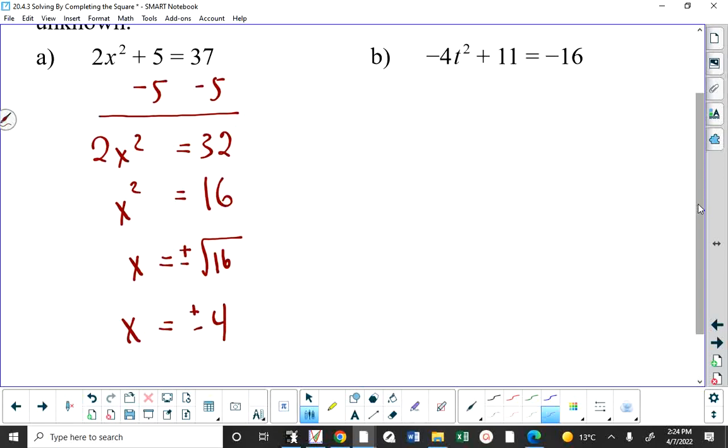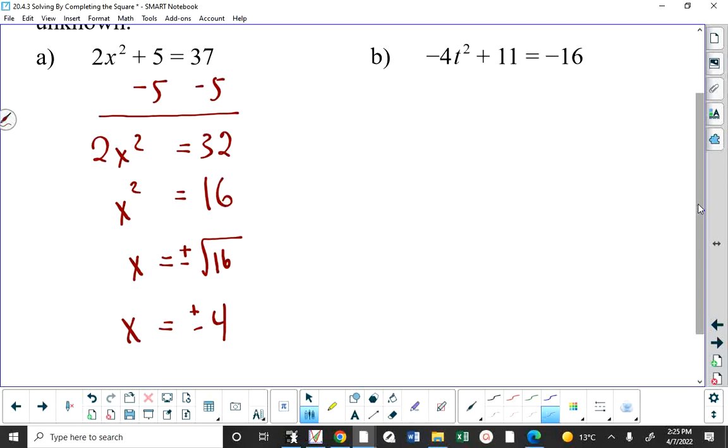Now we can check that out. If you take 4 and square it, you get 16. 16 times 2 is 32, plus 5 is 37. It works. If you put negative 4 in and square it, you still get 16, so you still end up getting 37 in total. Let's do this one now.